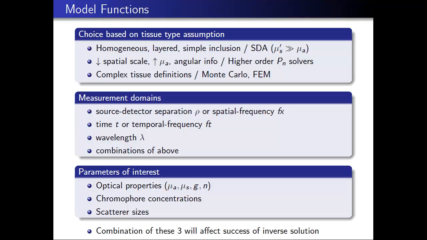And the measurement domains, as you saw from our GUI, we have spatially resolved measurements, spatial frequency measurements, fx, time or temporal frequency, wavelengths, or any combination of the above. And the parameters that we are interested in are the optical properties, possibly chromophore concentrations, or scatter size. And of course, the selection of all three of these are going to affect the success of your inverse solution.